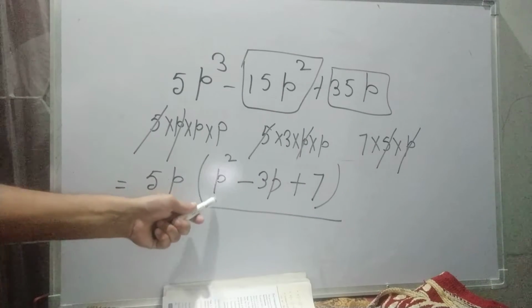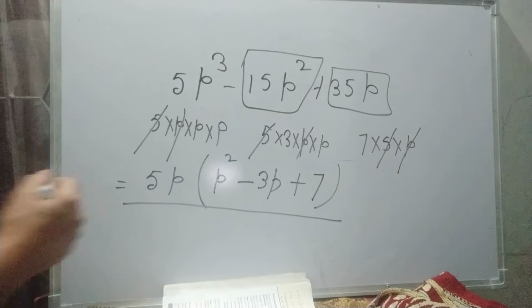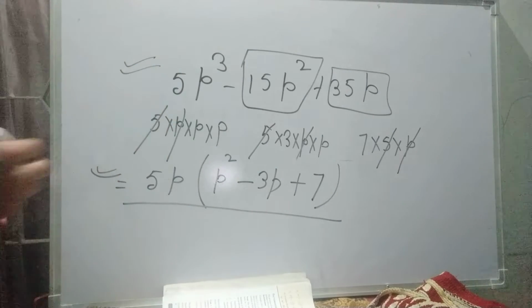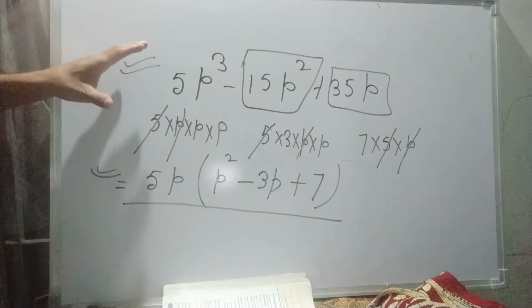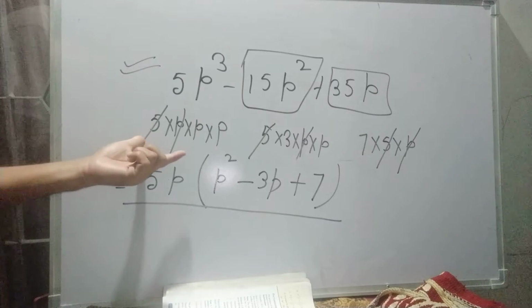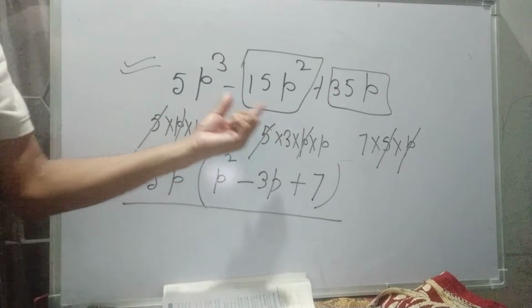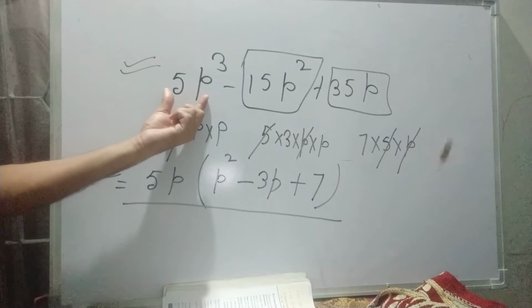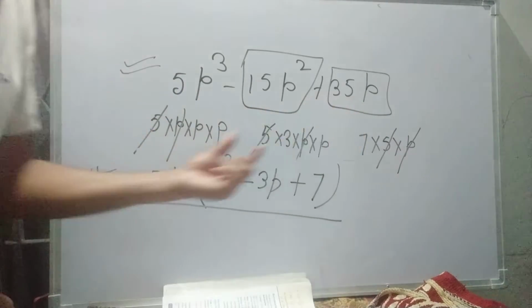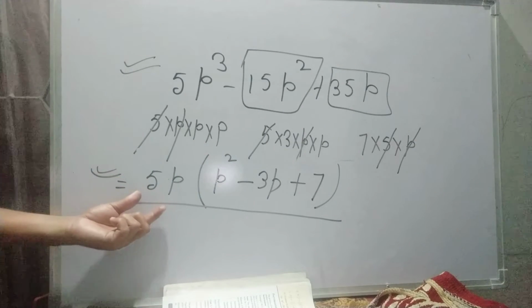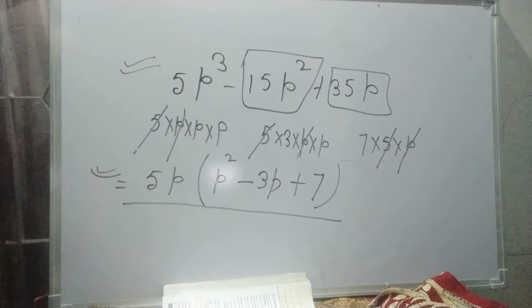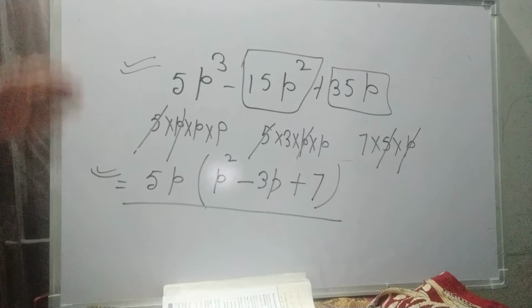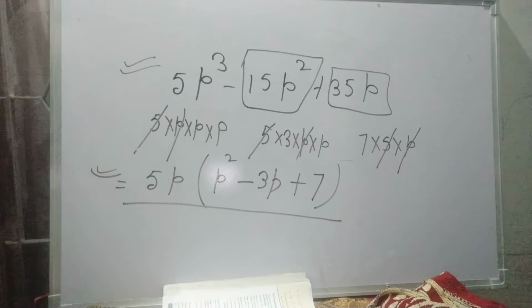5p multiplied by p square minus 3p plus 7 is the factorization of the given algebraic expression. Here, while doing the factorization by taking out common factors, we have taken out the common factor among the three algebraic terms. From 5p cube, 15p square and 35p, we took out the common 5p because 5p is the HCF, the highest common factor, of these terms. So students, I hope you have understood this factorization by taking out the common factors.